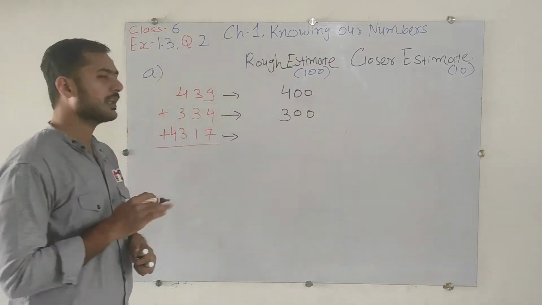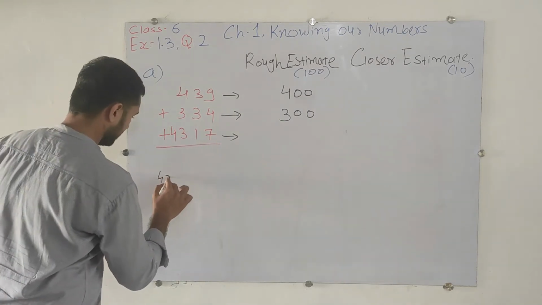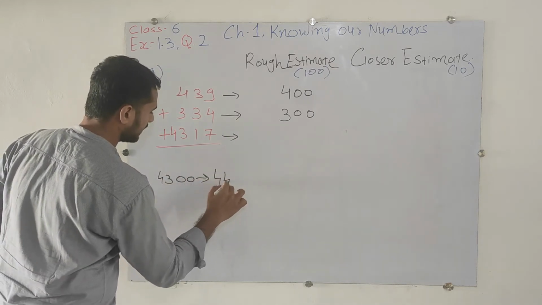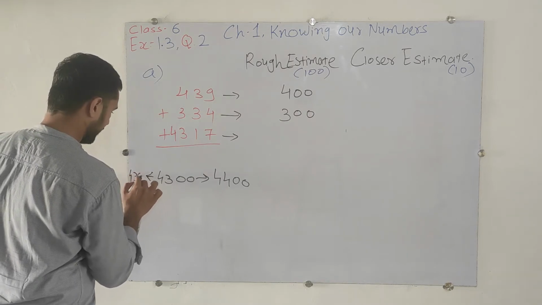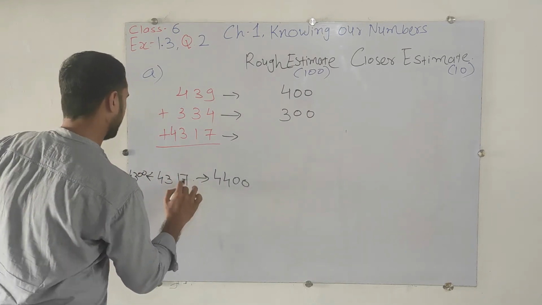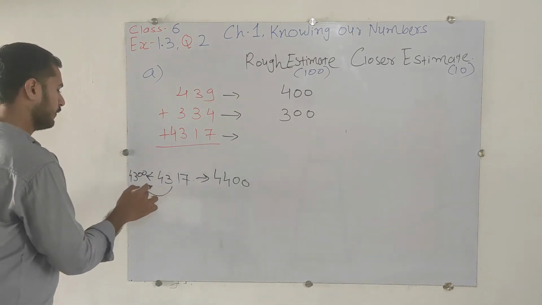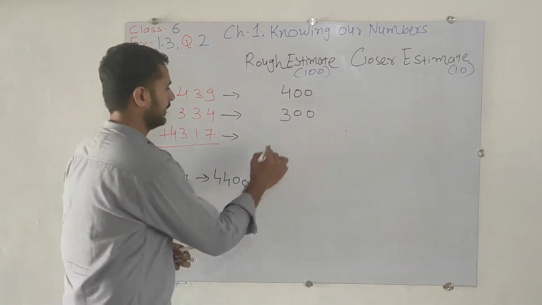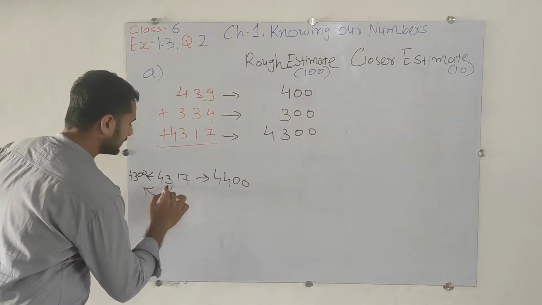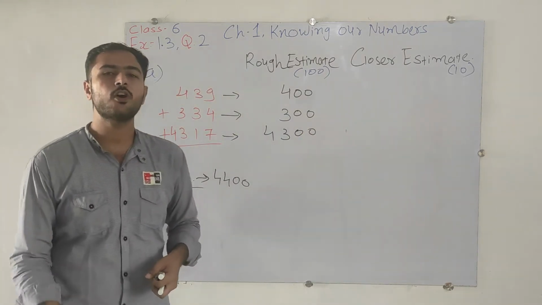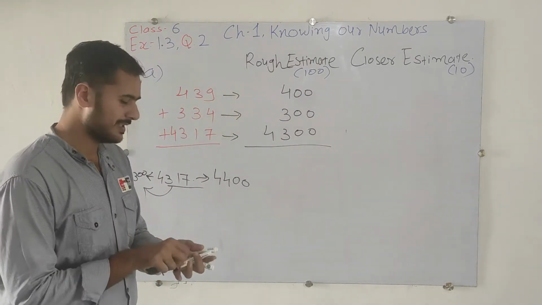The last one is 4370. Now, 4300 or 4400, and actually here it is 17. By observation we can say it is nearby to 4300. Why have we selected 4300? Because we are doing the rounding off to the nearest 100. Now in the next step, simply, what will we do? We will just do the addition.